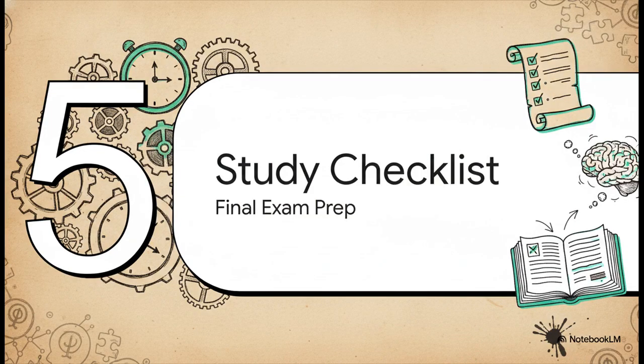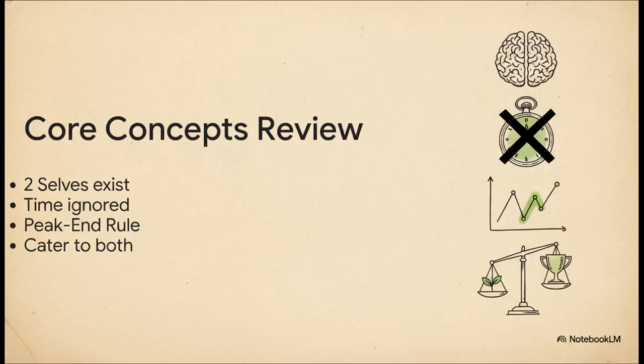All right, final stretch, Section 5, Exam Prep Study Checklist. Let's synthesize all of this complex theory into a rapid-fire, high-yield checklist so you are perfectly prepared for your exam. Lock these core concepts into your brain right now. Number 1, your mind is split into the experiencing self and the remembering self. Number 2, your memory blatantly ignores the total time elapsed.